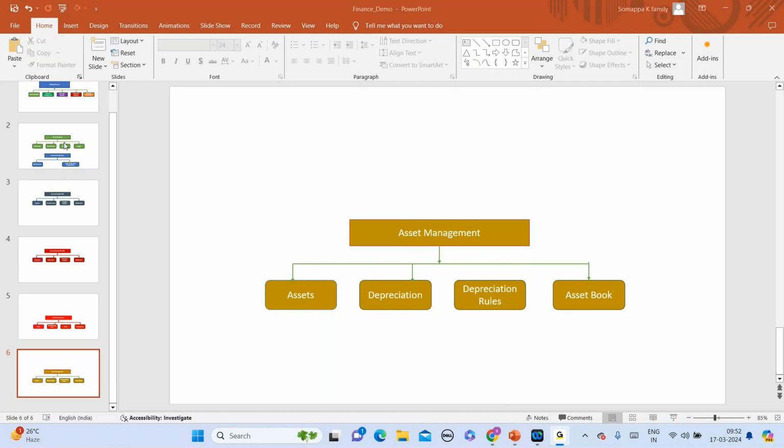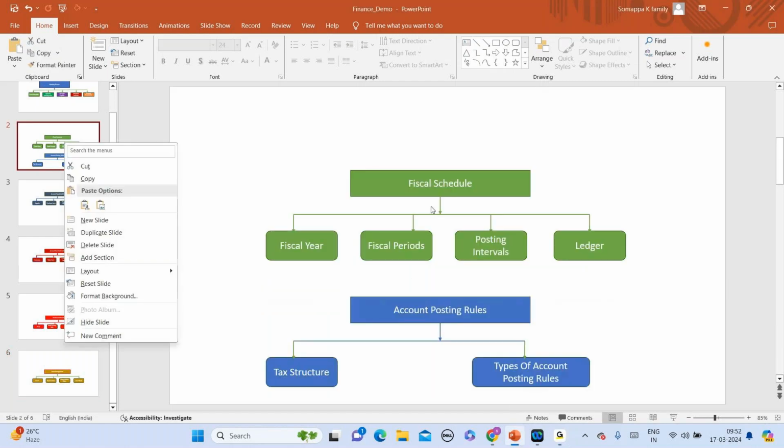Yes. If I'm talking about the fiscal schedule, I'll be showing how to create fiscal year, how to create fiscal periods, how to create the posting intervals, and ledger. These four topics. Once I close this, you'll know how to create them yourself: the fiscal year, fiscal periods, posting intervals, and ledger. All these four will be perfected, and only then I'll go to the next.